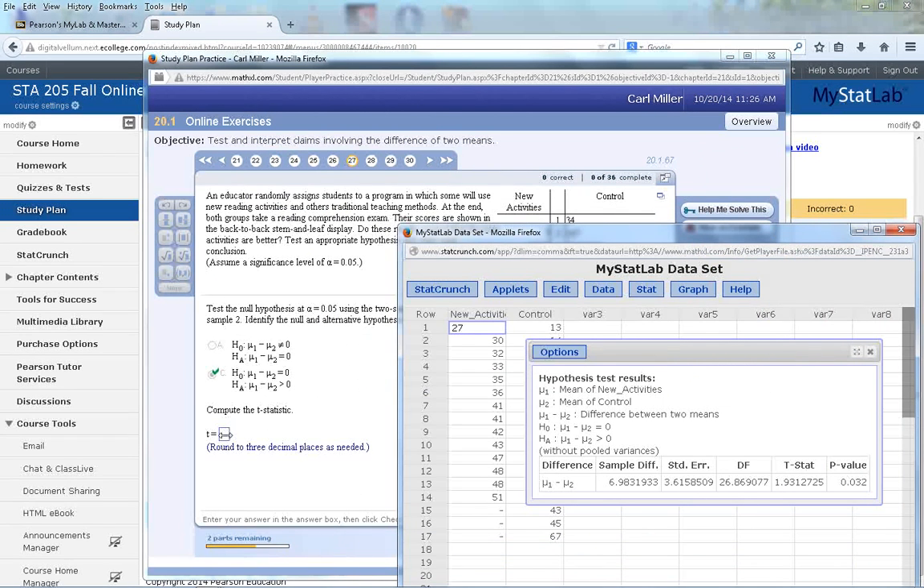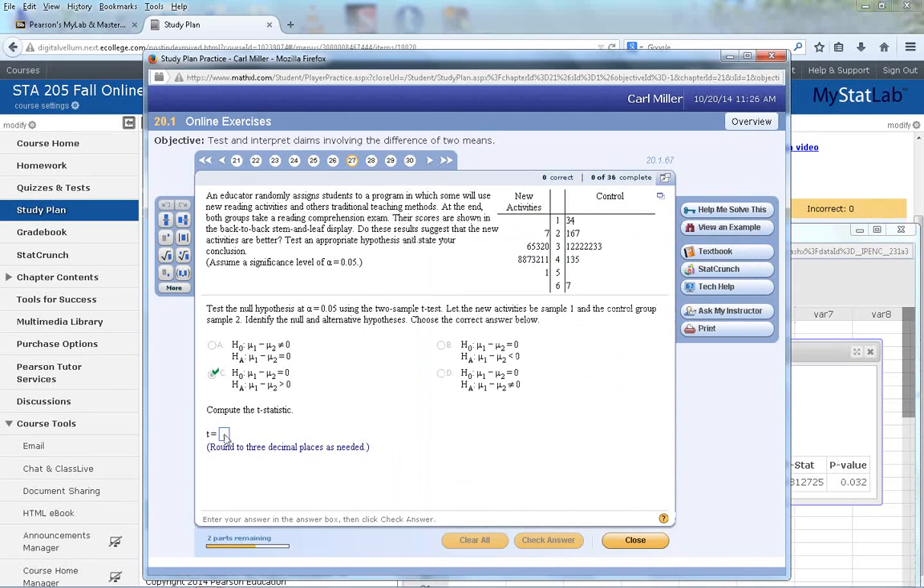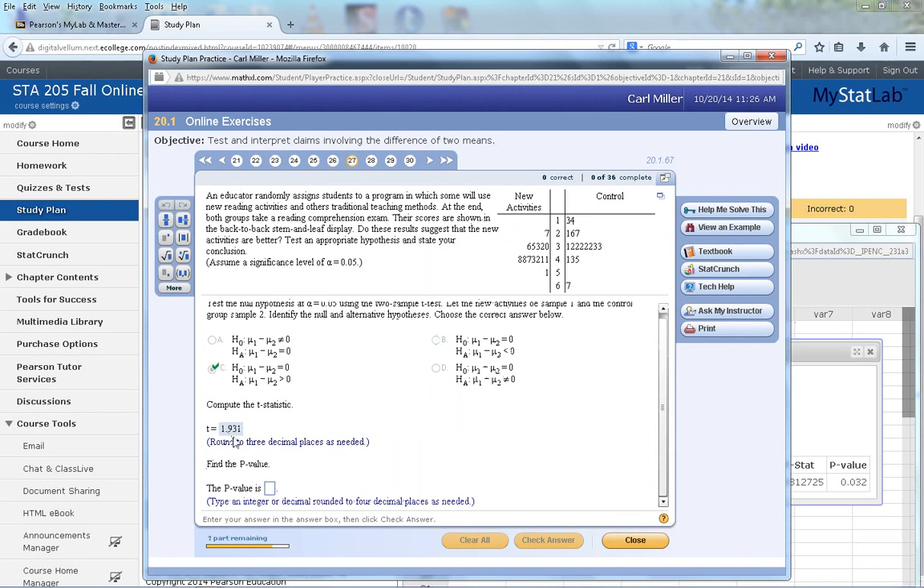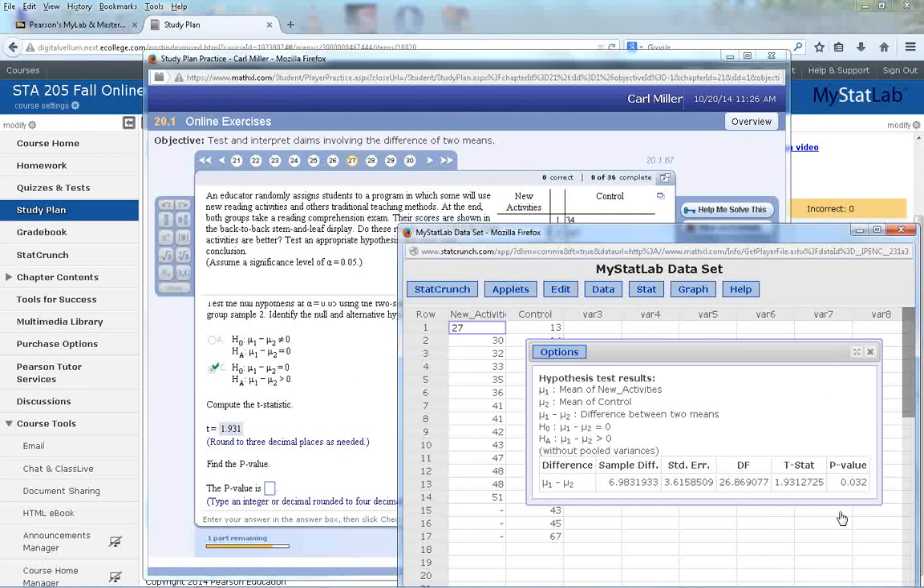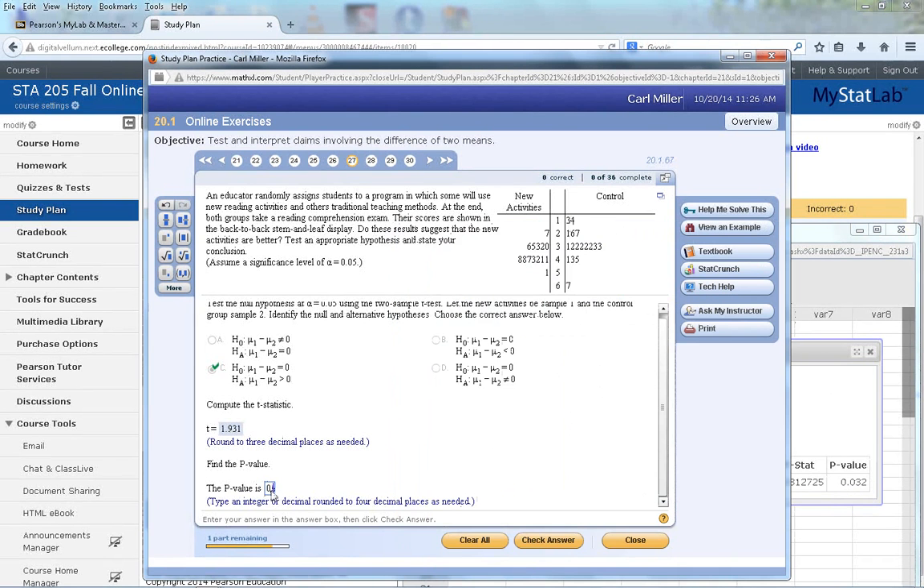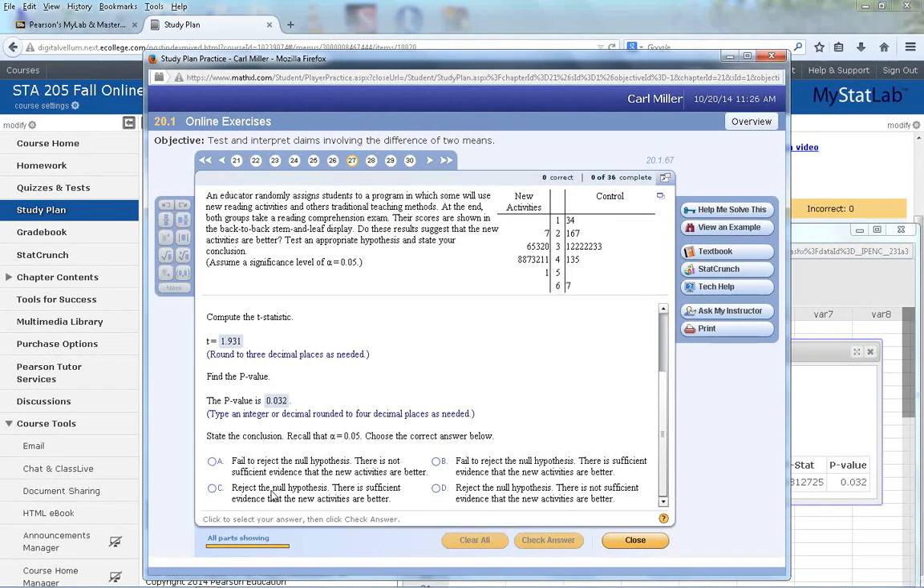1.931. What about the p-value? The p-value for that one-sided test is 0.032. And then what about the conclusion? Well, is 0.032 less than 0.05? Yes. So I know I'm going to reject the null hypothesis.